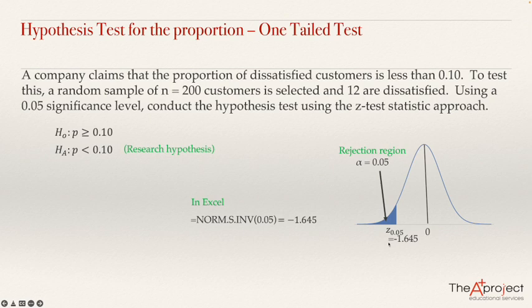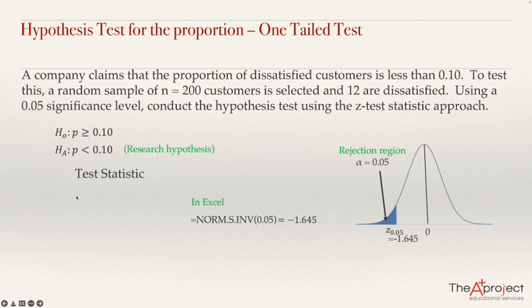What I'm going to do is compute the test statistic, and if the z value is in the rejection area, I will be rejecting the null hypothesis and accepting the alternative that the proportion of dissatisfied customers is less than 0.10. Let's see. Let's get the test statistic.